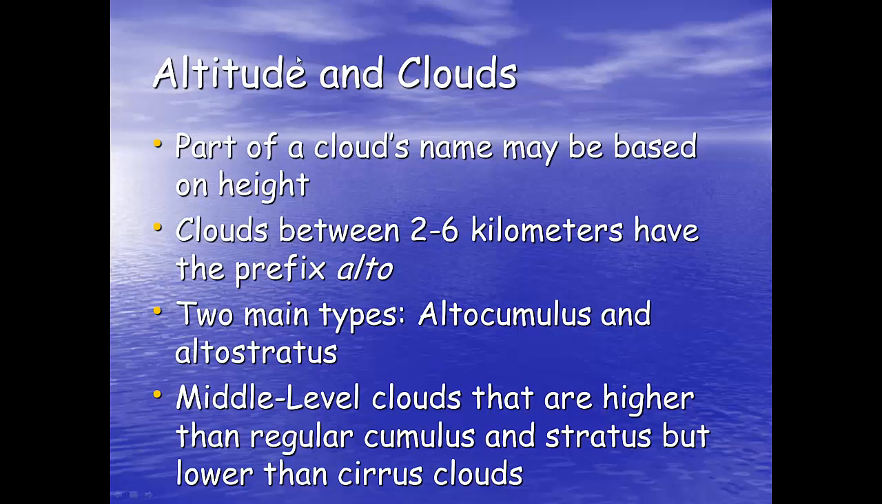So we talked about how we change the names of clouds based on where they're at, and we used the prefix alto to indicate mid-level clouds. Typically we see altocumulus and altostratus. They're higher than regular cumulus and stratus, but lower than cirrus. So that prefix alto means middle, kind of like when you're thinking about singers: soprano, alto, tenor, bass. Alto is kind of in the middle.